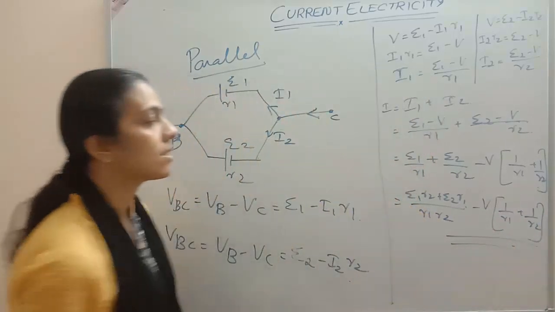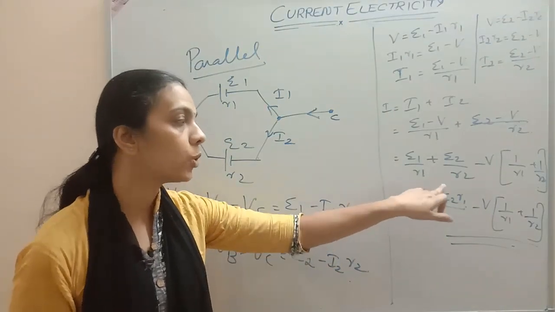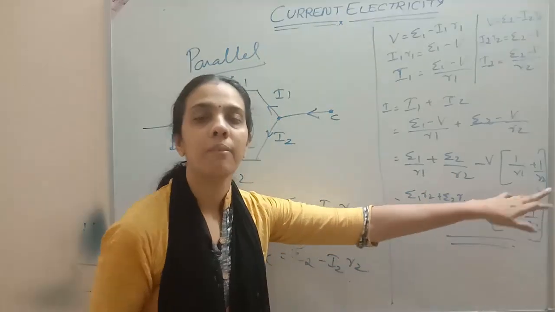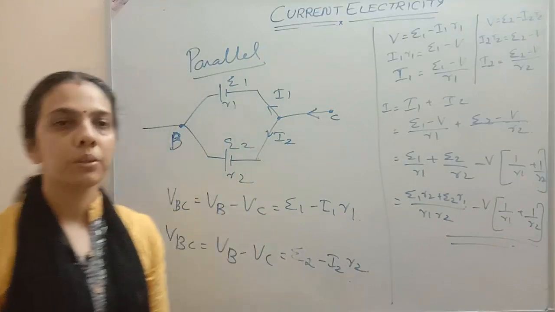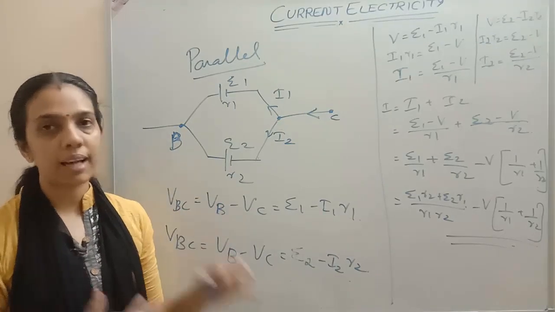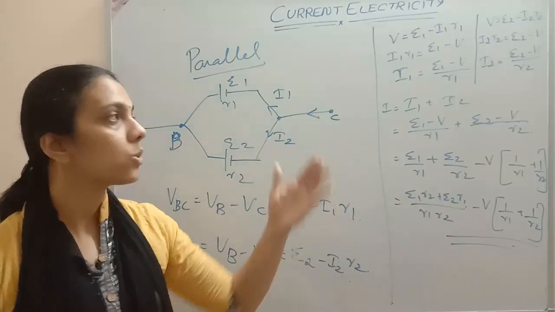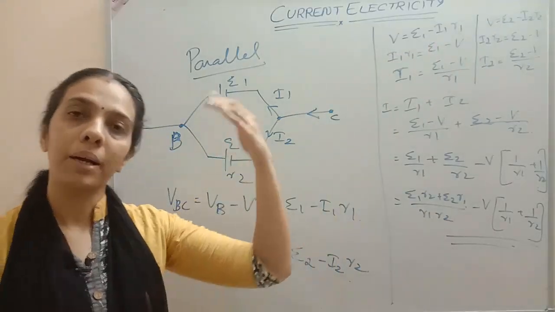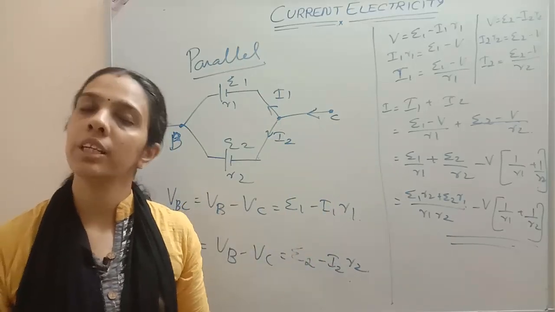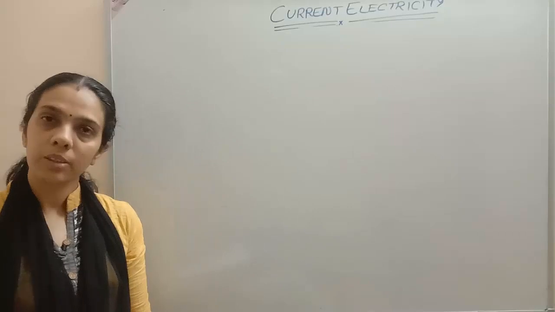Okay, clear? From this we can identify the effective EMF: E1 R2 plus E2 R1 divided by R1 R2, and the effective resistance will be 1 by R1 plus 1 by R2. This is how we find the effective EMF in the case of parallel connection. In parallel connection, current divides, so we find the current in both branches. But in series connection, the potential difference varies, so there we find the potential difference in each resistor and each cell. Clear? Next we will do a numerical.